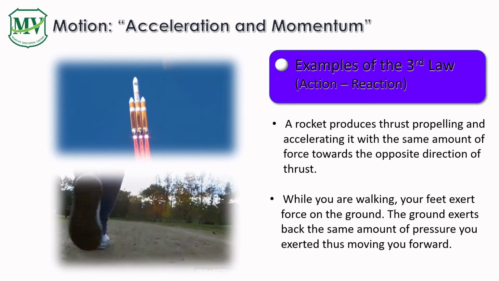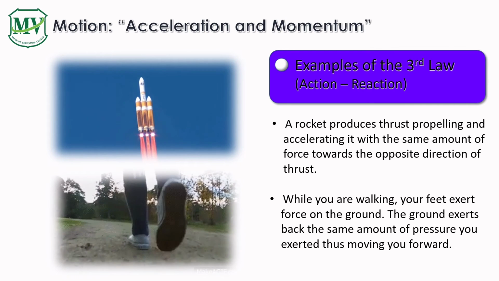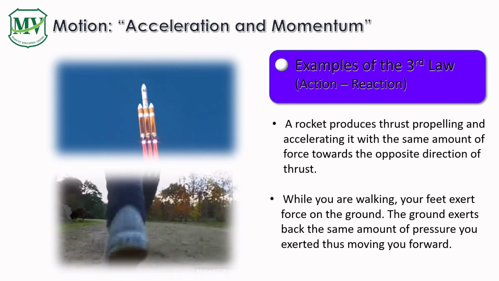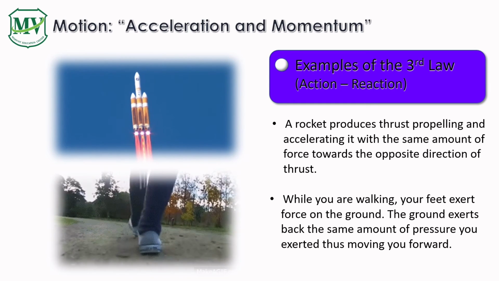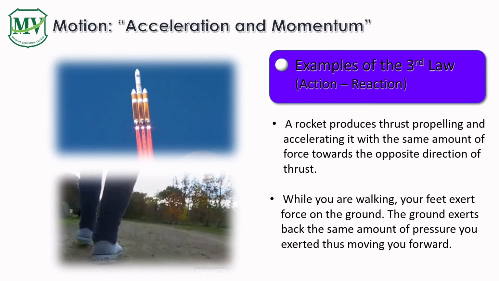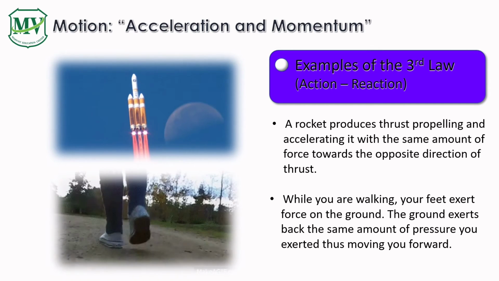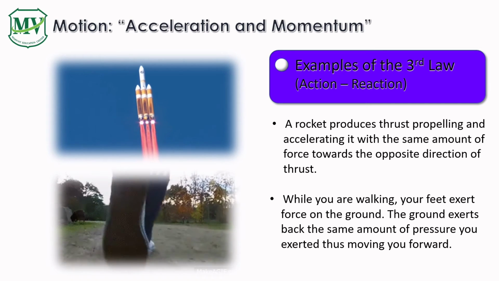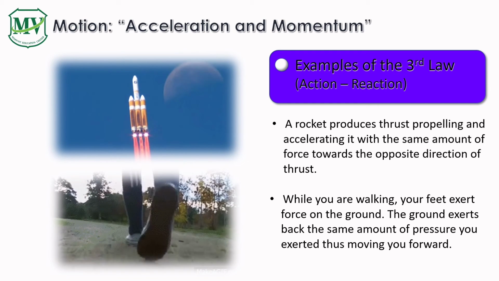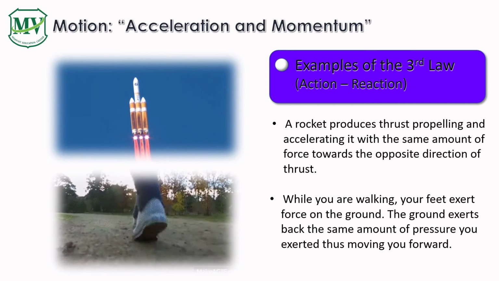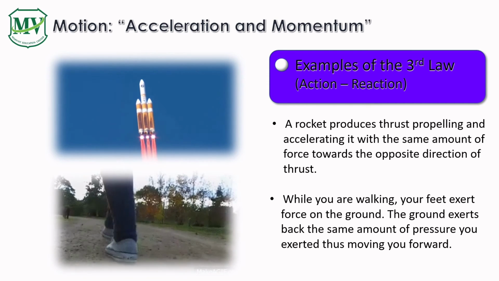Here are examples of how the third law of motion operates. In a rocket, burning fuel creates a push on the front of the rocket, pushing it forward. This creates an equal and opposite push on the exhaust gas backwards. Much the same way as walking. In order to move forward, you have to push backward.